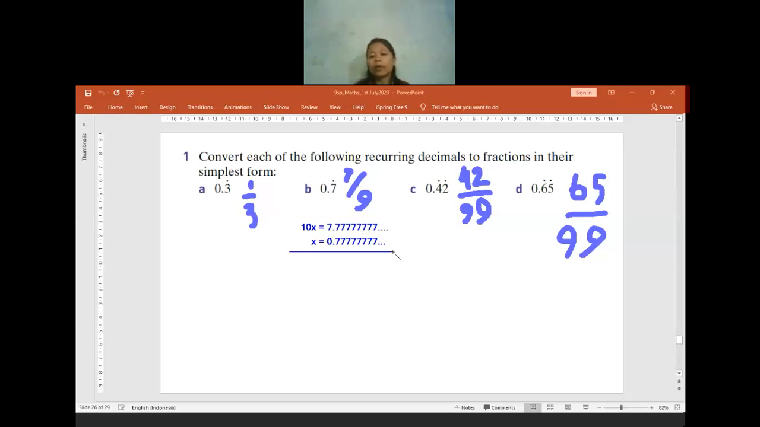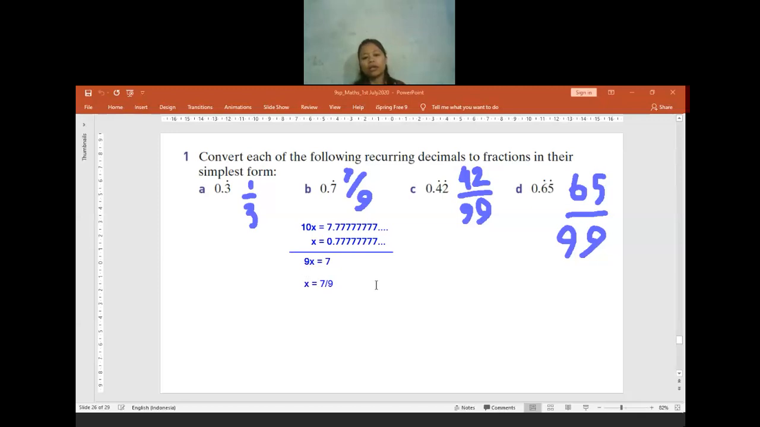Why do I have to subtract? Because I want to cancel all the decimals. So if I subtract them, 10x minus x will be equal to 9x. And then 7.777 minus 0.777 will be only 7, right? So x will be equal to 7 by 9.